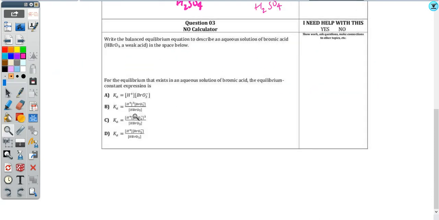All right, finally here, question 3. It says, write a balanced equilibrium equation to describe an aqueous solution of bromic acid. You can do this two ways. I like to write it out like this, where I'm actually placing the acid in water, and then I show the acid donating the hydrogen ion to water to form hydronium. And then in this case, the conjugate base, the bromate ion, is left behind.